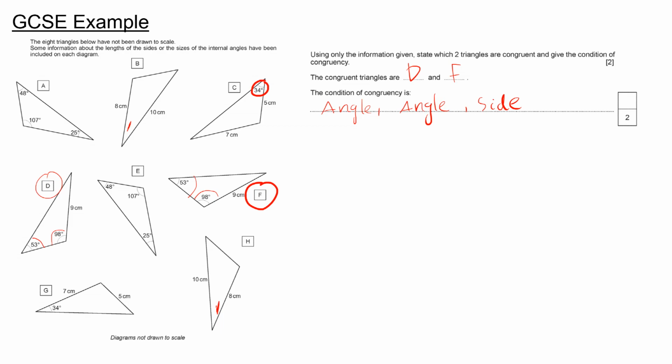In fact, that's not even a property actually. Angle, side isn't one, so that's not right. And you can see A and E, they share the same angles, which means that they're similar triangles, but not necessarily congruent.